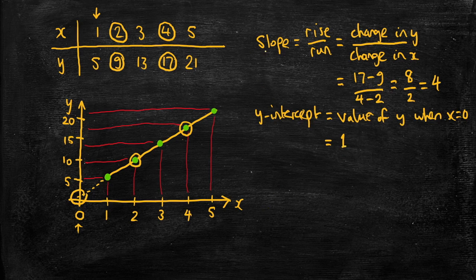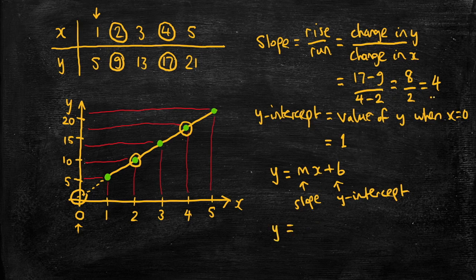And then we can put together the slope and the intercept into a formula that represents the equation of this linear function, or this straight line. And the equation is written y equals mx plus b, where m is the slope and b is the y-intercept. So in this case, we've got y equals the slope we calculated was 4, and the y-intercept was 1. So we've got y equals 4x plus 1.